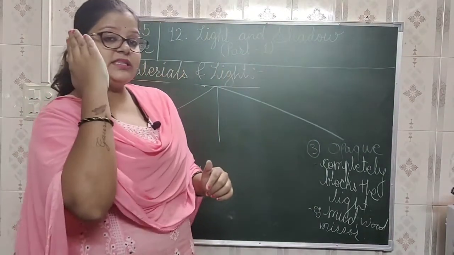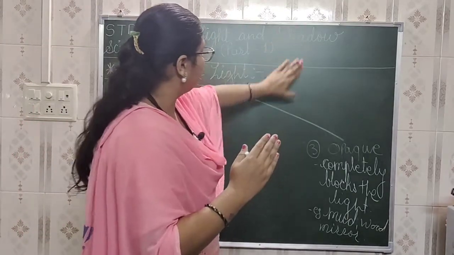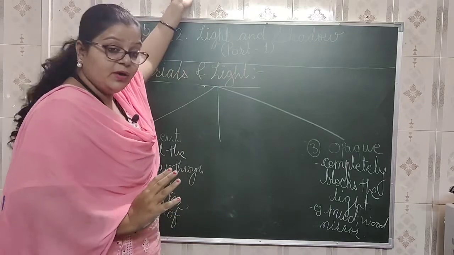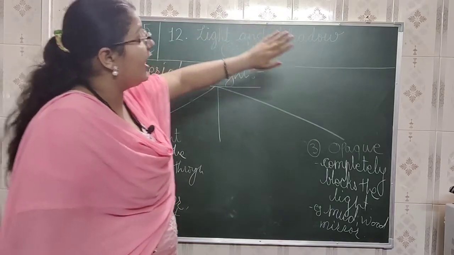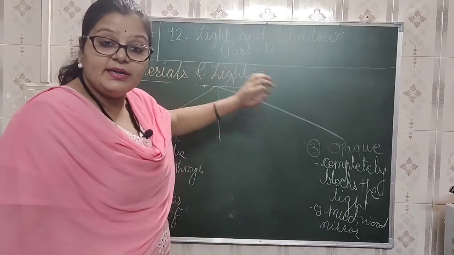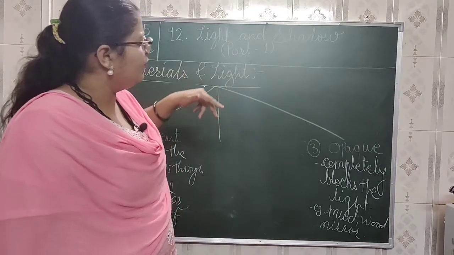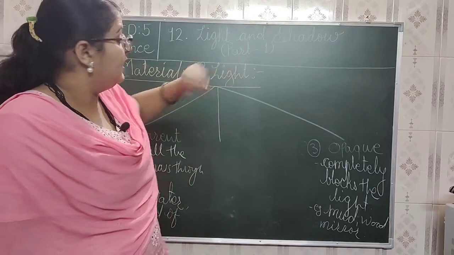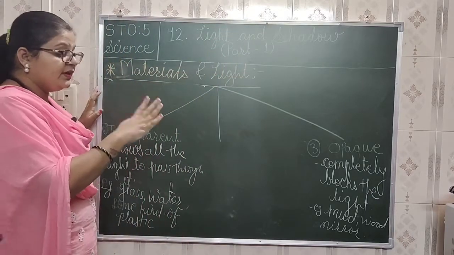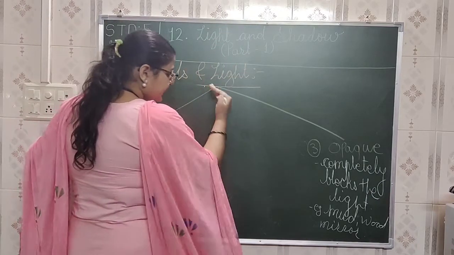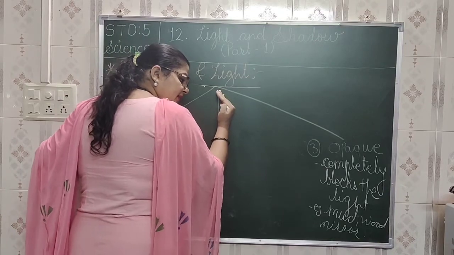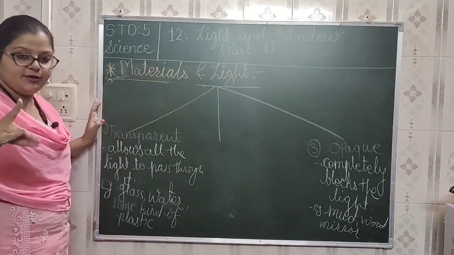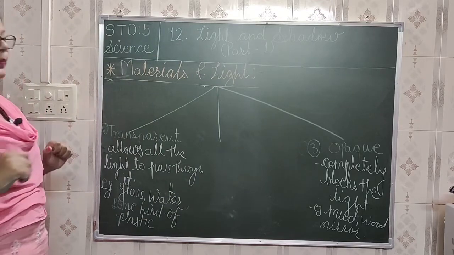Suppose this is the mirror, I can see myself in the mirror, but I cannot see what is behind the mirror. But if we have a glass sheet here, we can see what is on the other side of the glass. In case of a mirror, the light rays fall on the mirror and are reflected back. So that is why a mirror is an opaque material.